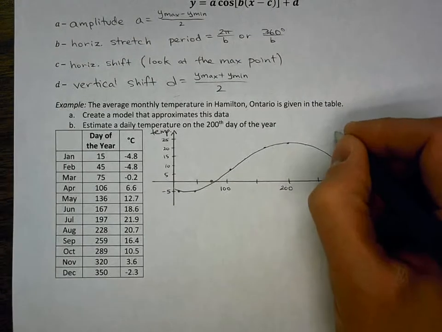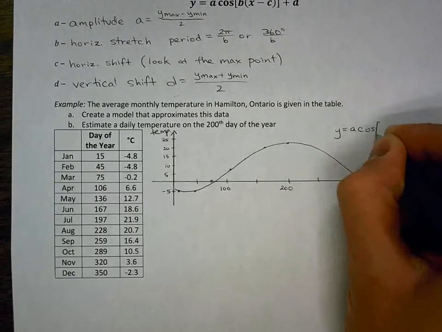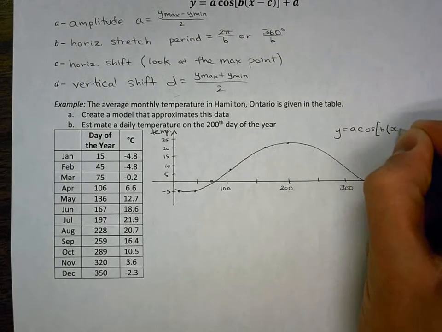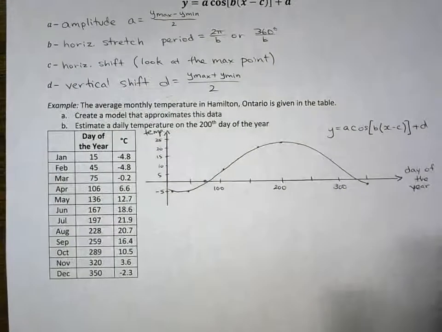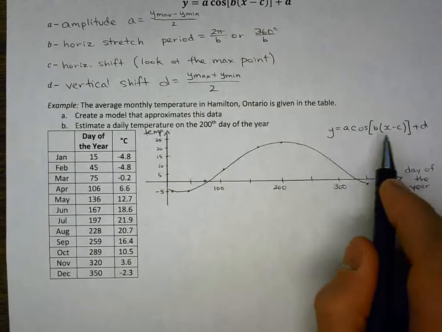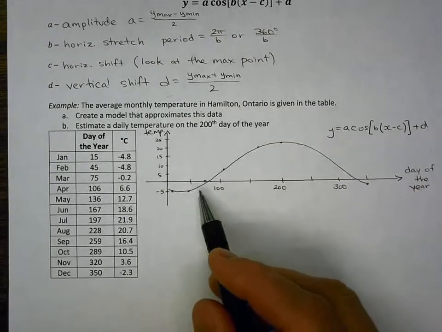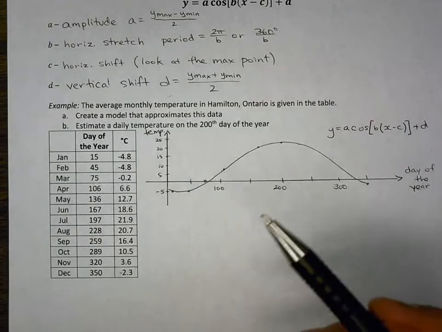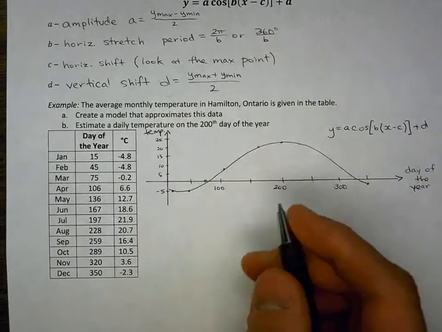The model that we're going to use to represent this is the cos, right? A cos(B(x - c)) + d. So we have a bunch of parameters, a, b, c, and d, to figure out for this graph. But really, if you look at it, it's just a cos graph that's been transformed. So let's start by finding these four parameters using the information above.